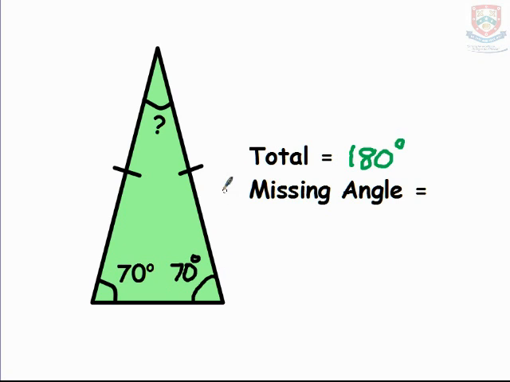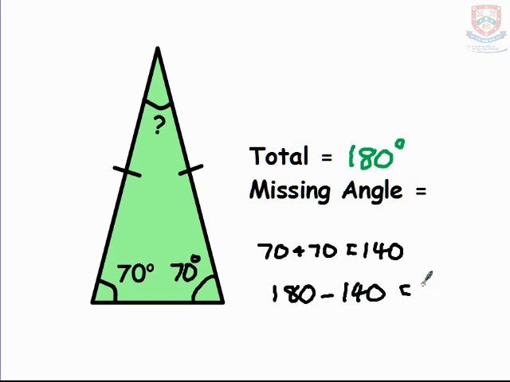So now we know two of our angles, we can find the missing one. 70 add 70 is 140. So the missing angle to make this add up to 180 can be found by taking 140 away from 180, leaving us with 40. So our missing angle in this problem is 40 degrees.